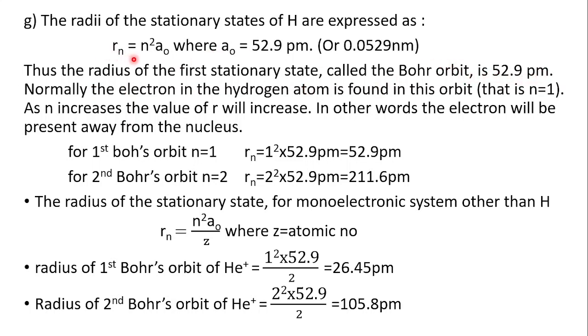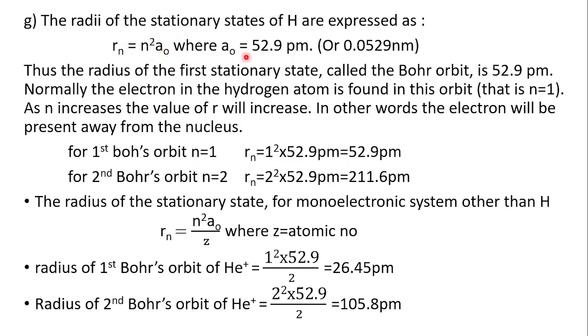ইয়াত যেটো মই কৈছো ফৰ্মুলাটো Rn equal to n square into a naught. ইয়াত n মানে কি? n মানে হৈছে প্ৰিন্সিপাল কোয়ান্টাম নাম্বাৰ। তাৰ মানে কি যে কোনটো অৰবিটত ইলেক্ট্ৰনটো আছে। ইলেক্ট্ৰনটো যদি ফাৰ্স্ট অৰবিটত আছে বা আমি যদি ফাৰ্স্ট অৰবিটৰ ৰেডিয়াস উলিয়াব খুজিছো তেতিয়া হলে n ৰ ভ্যালু কি হ'ব? 1 হ'ব। যদি আমি সেকেন্ড অৰবিটৰ ৰেডিয়াস উলিয়াও n equal 2 হ'ব। যদি আমি থাৰ্ড অৰবিটৰ ৰেডিয়াস উলিয়াও n equal to কি হ'ব? 3.